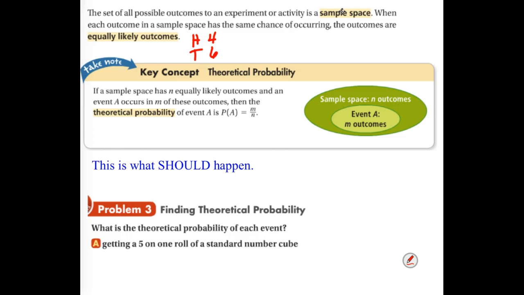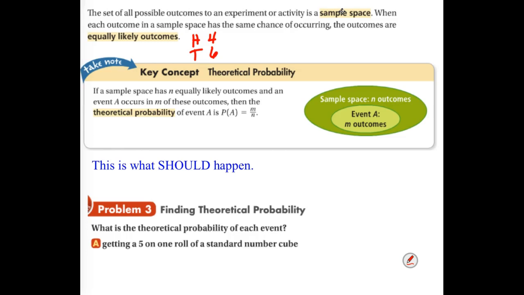How many tails did I get? 6 out of how many trials? 10? 6 out of 10 would be 60%. Theoretically, I should have gotten 50%. Experimentally, I ended up with 60%. Do you see the difference?